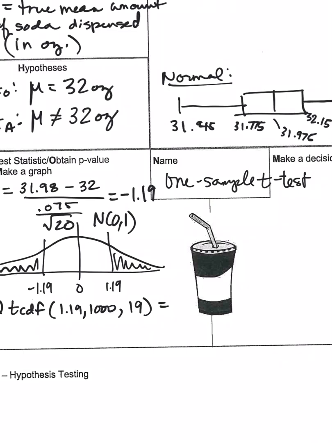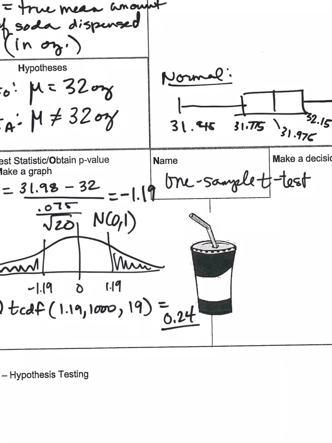All right. So go find tcdf and enter your stuff in. What's lower? Negative big number? Yeah, you can do it that way. Negative big number, negative 1.19, 19, or you can do 1.19 to really big number, 19. Yep. Doesn't matter to me. One end or the other. What do you end up with as a p-value? Yep, 0.24 is 100% correct. So now I want you to make a decision. I want you to write it out.